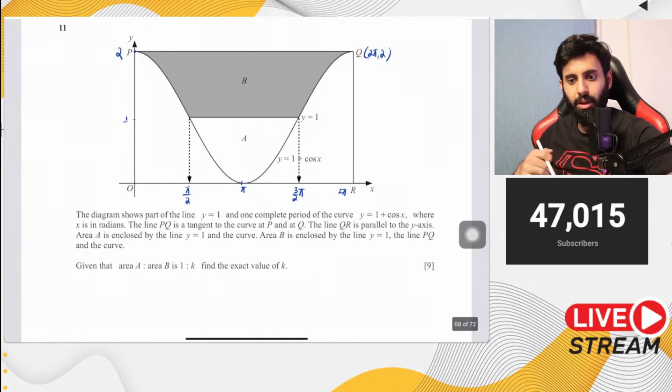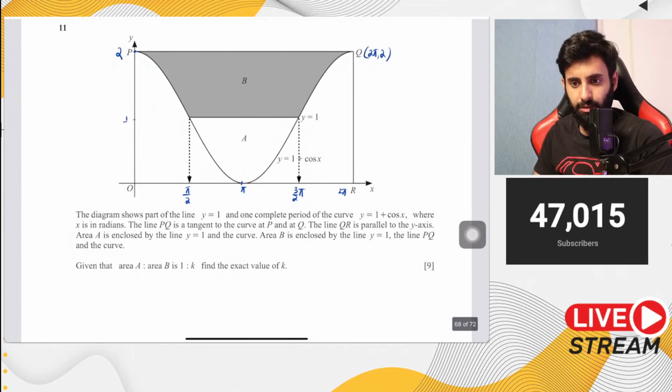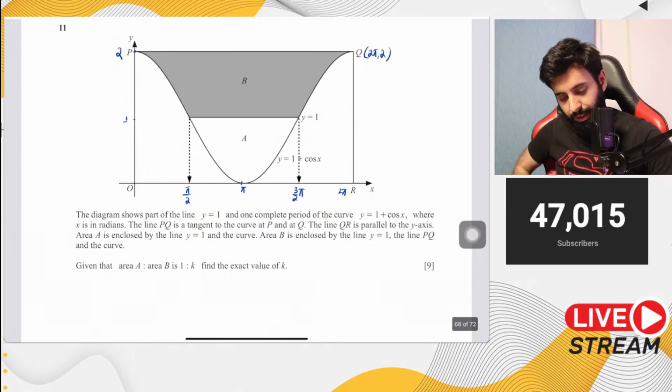So should we know all these? You should know the basic shape of sine, cos, and tan. That goes without saying. You should know the basic shape of sine, cos, and tan.